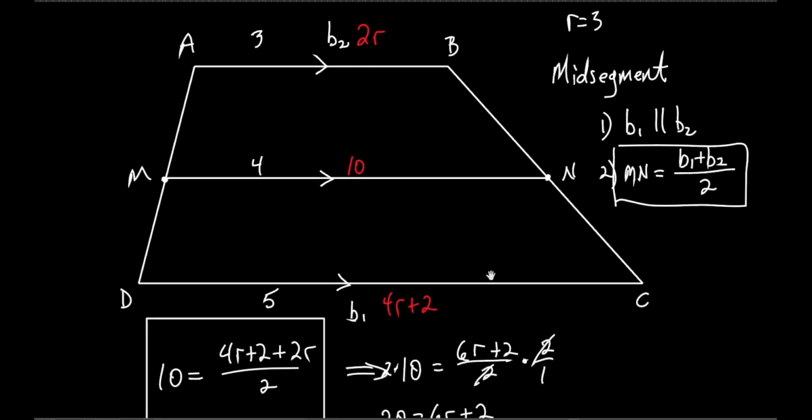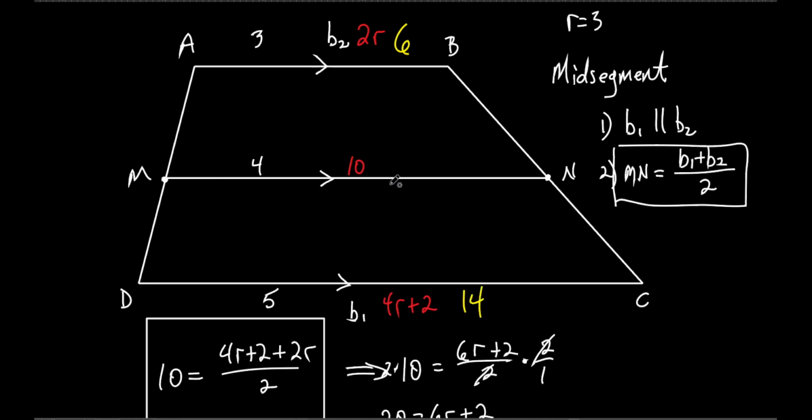And now I can find, let's do it in a different color, what the top and bottom is. So top's easy. It's 2 times r. What did I say r was? 3. So what's the top? 6. Okay, what's the bottom? 4 times what? 3, which is 12, okay, plus 2, which is 14.